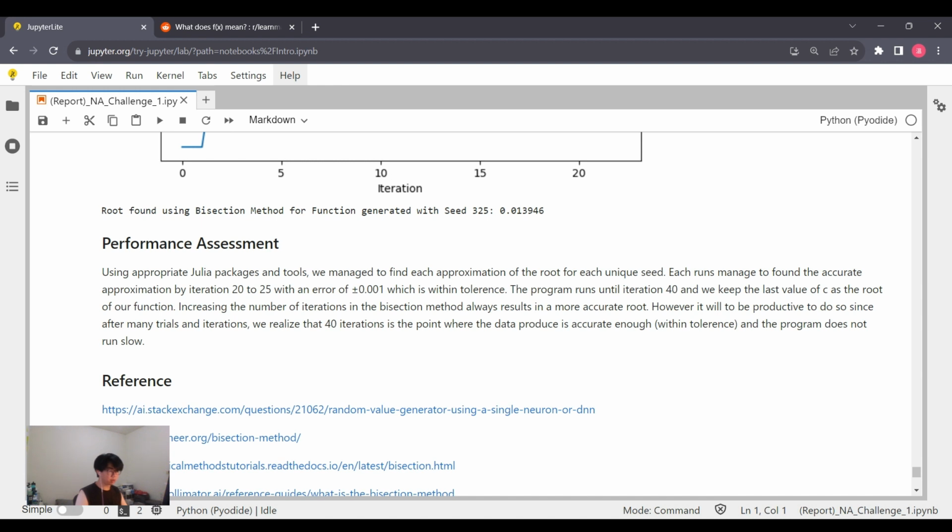The program will run for the set iterations and we keep the last value of c as the root of our function. Increasing the number of iterations with the bisection method will always result in a more accurate root. However, it will not be productive, since the more iterations it runs, the slower it will be.